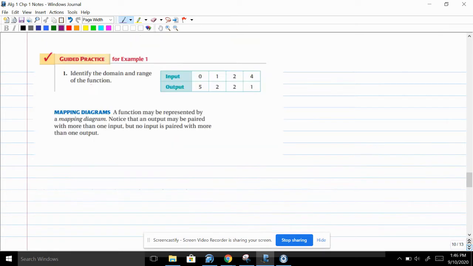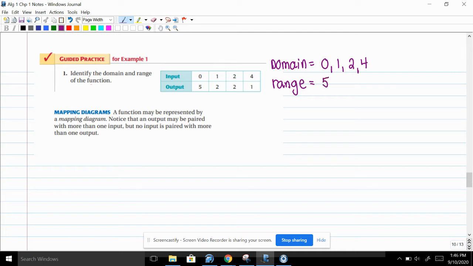Okay, moving right along. Another example here. Identify the domain and range of the function. Same idea here. The domain is going to be the numbers that are your set of inputs, 0, 1, 2, and 4. Your range is your set of outputs.